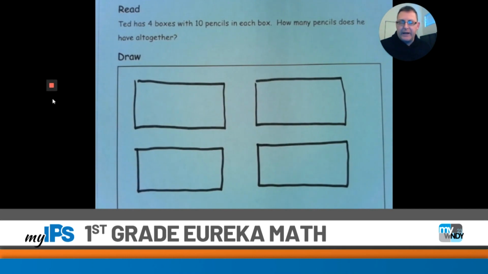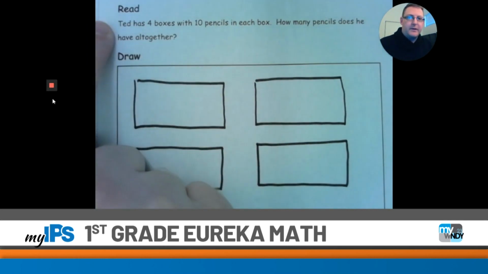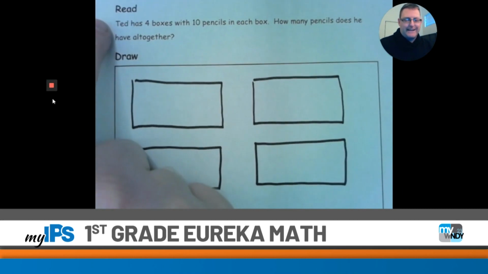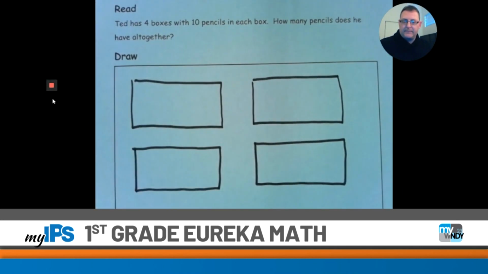Let's keep reading. With 10 pencils in each box. Think, what might we draw now? You might be thinking, I'm picturing 10 pencils in each box. How could you draw 10 pencils in each box? Think. You might use circles, X's, stars, or other small shapes. I'm going to use tallies. Watch me as I draw.